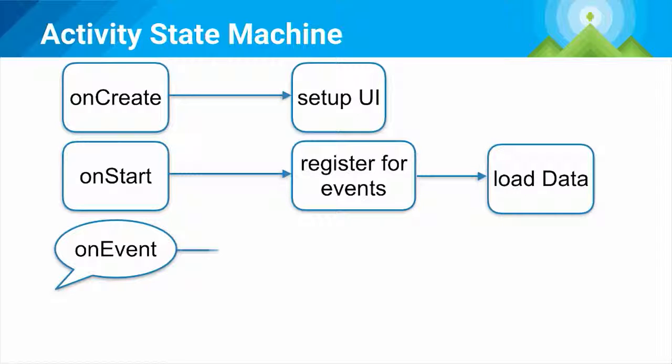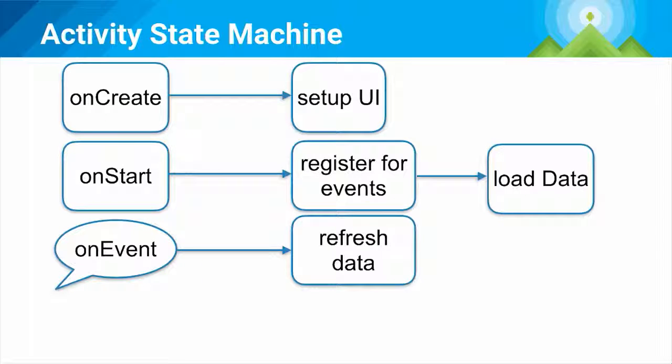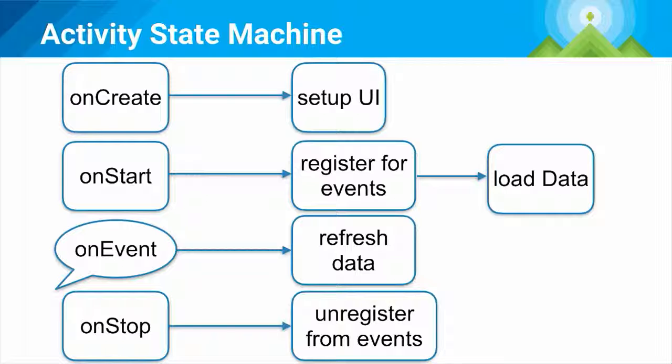And when an event comes, just refresh your data. It's like the same thing over and over. On stop, don't refresh your data. You just unregister from events. So your life cycle is very, very simple. Like, this happens, I do this. This happens, I do this. This makes it easier to test, much more stable, much easier to understand.